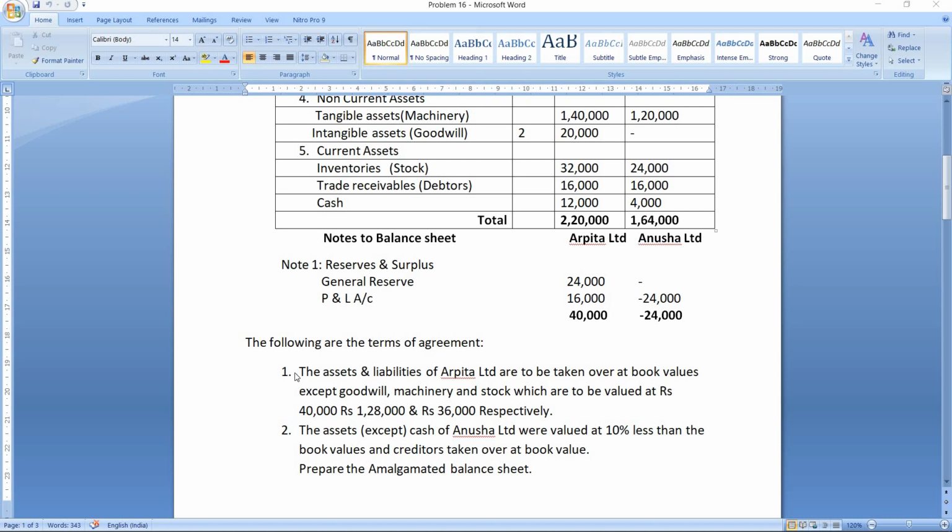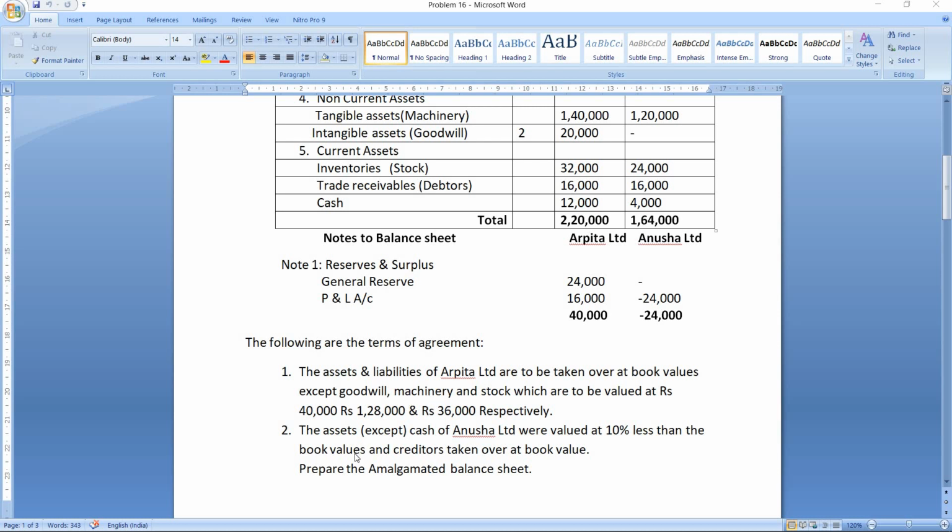But if you look at the problem, here they have given you the terms of agreement, wherein for the first company, that is Arpita Limited, you are going to take the assets like goodwill, machinery, stock at new values. So here you are not fulfilling the conditions of merger, which says that all the assets and liabilities are to be undertaken and they are to be taken at book values. But here you are revaluing the assets, you are taking new values of the assets, so you're not fulfilling the conditions of merger.